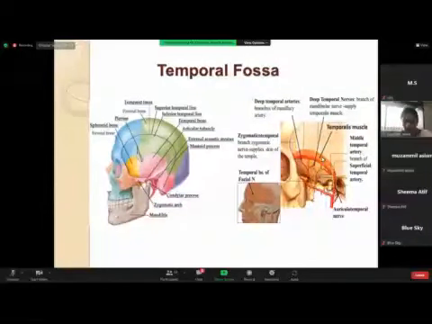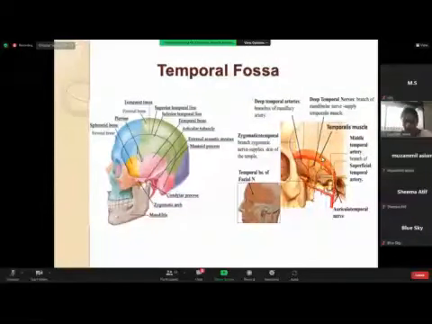Now we have the contents of this pterygopalatine fossa. We have a very important vessel, the external carotid artery. The external carotid artery gives off the maxillary artery behind the ramus of the mandible. The first part of the maxillary artery is present in the infratemporal fossa. The second and third parts of the maxillary artery are present in the pterygopalatine fossa, and it gives off branches there.